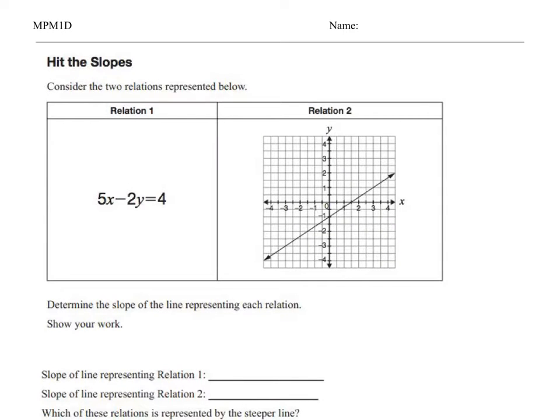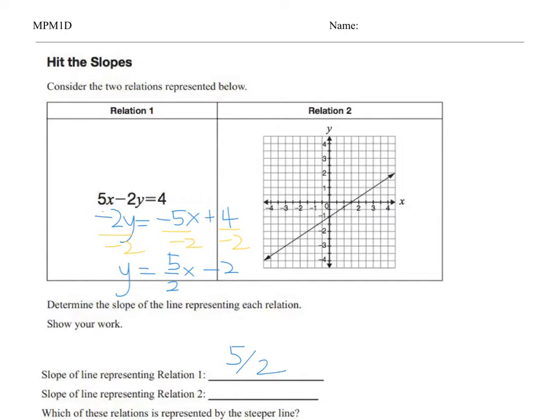To determine the slope for the first equation, or for the first relation, I need to isolate y. Bring the 5x to the other side. Divide all terms by negative 2. The equation is y equals 5 halves x minus 2. So the slope of relation 1 is 5 halves.